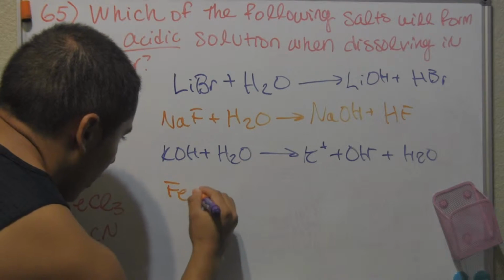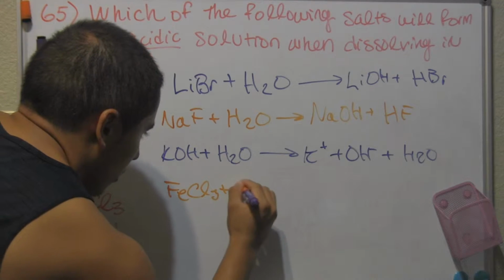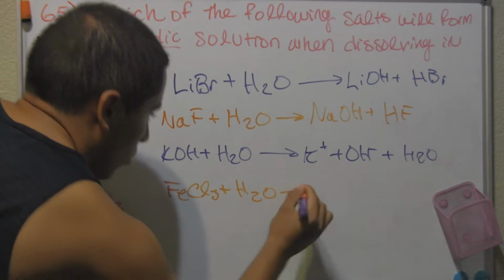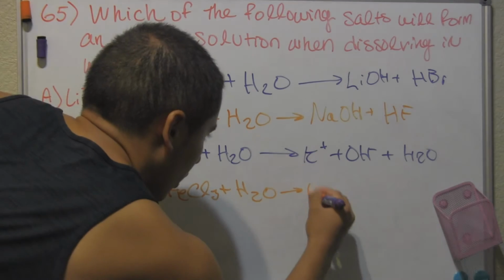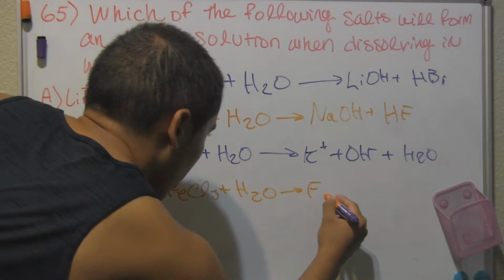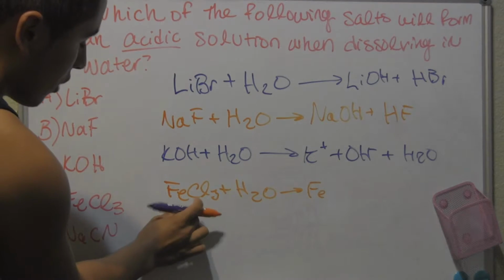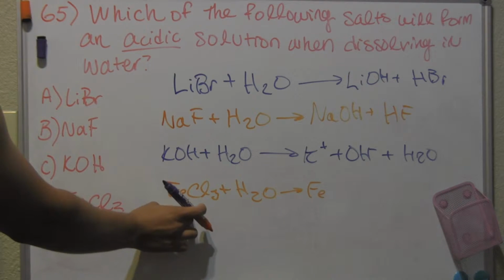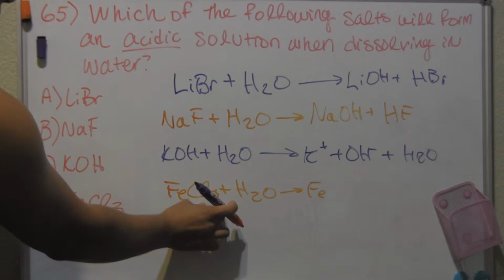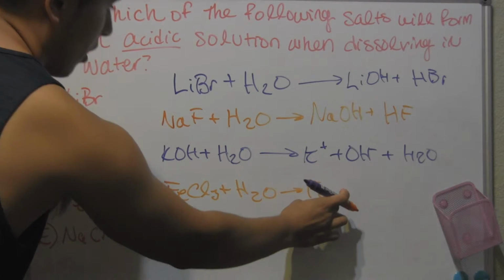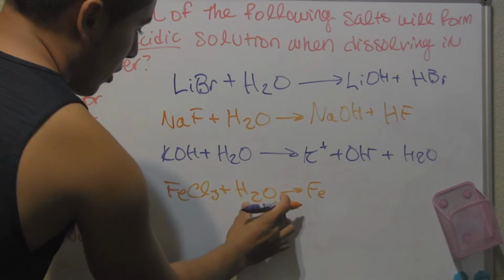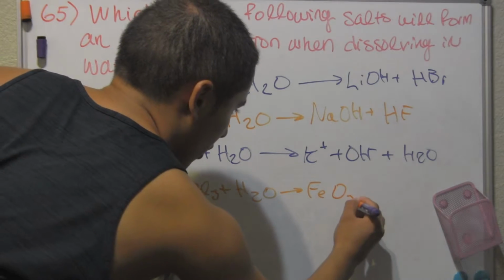Okay. So iron 3 chloride plus H2O will yield iron oxide. So keep in mind that the oxidation number of iron here is 3, because there's 3 chlorines, so we're carrying the 3 over here. So if you have a charge of 3 right here, there's going to be 3 oxygens, so let's write 3 oxygens.